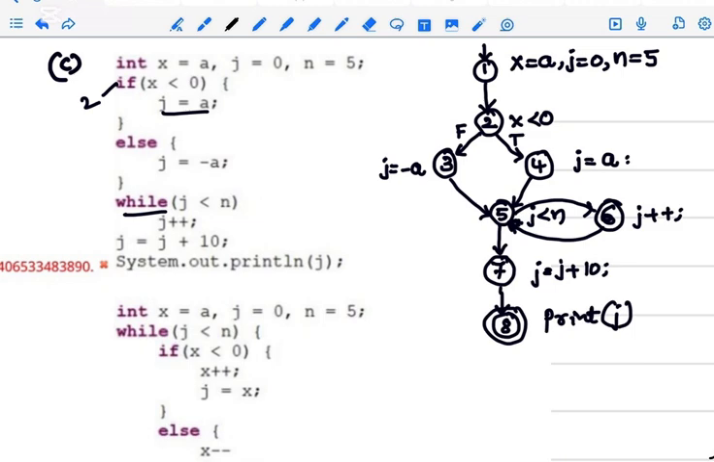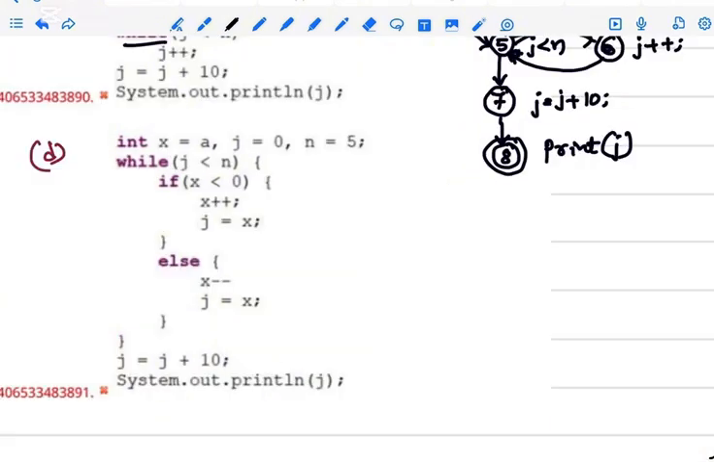So this is not similar to the given options, right? So the while loop is at node 5, not at node 4. Okay, this option is incorrect. So this is for option C.